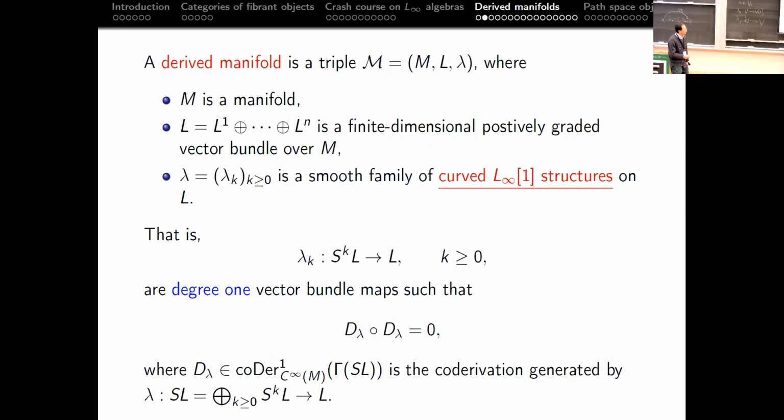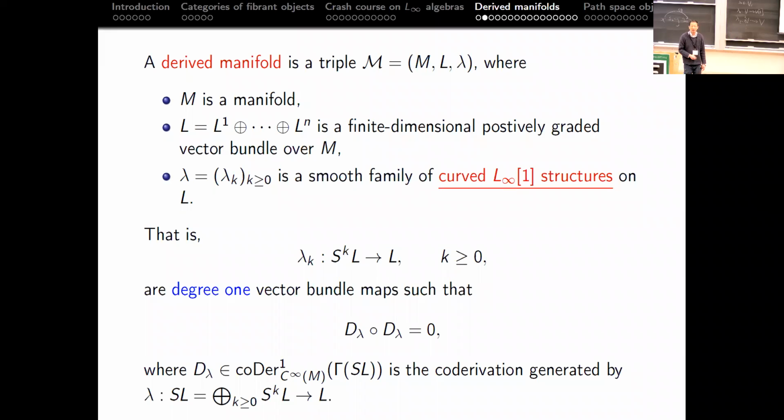And on each fiber, that's an L infinity algebra. So you have a bunch of brackets here and they satisfy this co-derivation condition. This is just the graded Jacobi identity. And d lambda, so all those, you can think of each fiber as strict, and that's a co-derivation, and it squares to 0. So basically, at each fixed point of M, you have an L infinity algebra, and you want this L infinity algebra structure to patch together smoothly.